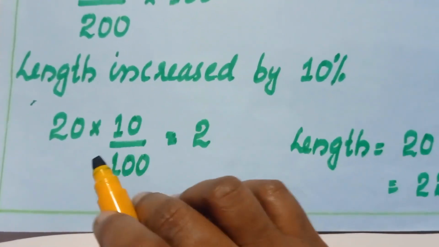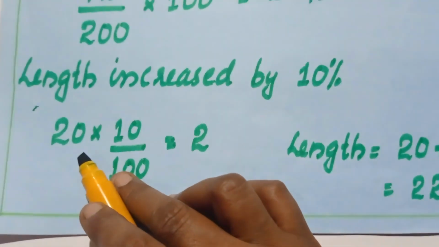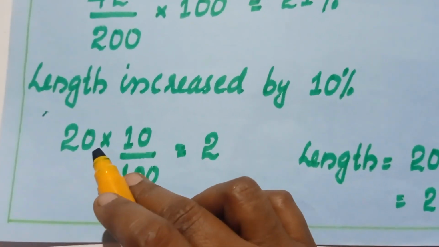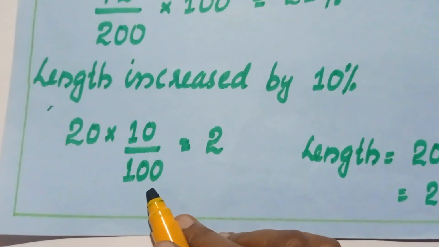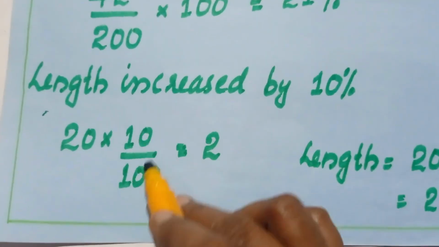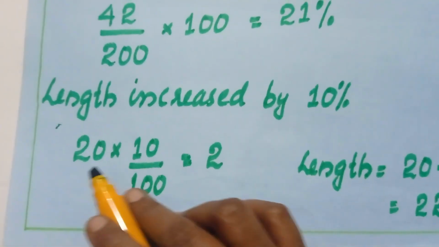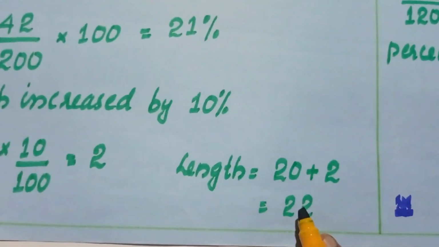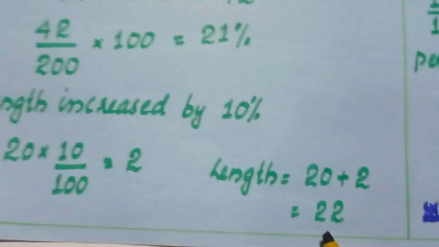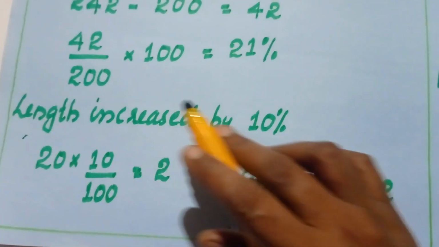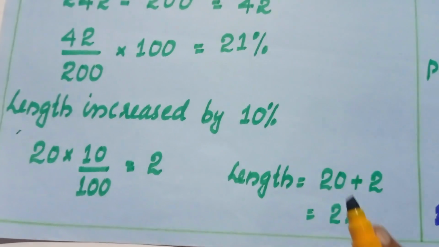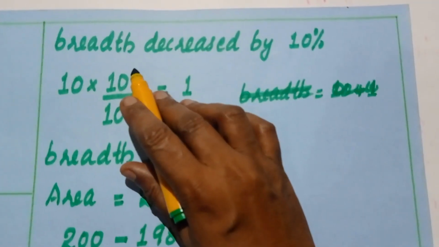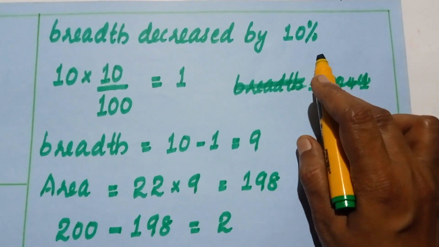Next, length is increased by 10%. Here we take length as 20 centimeter. Then 10% of 20. That is 20 into 10 by 100. Cut 1 0 here and 1 0 here. 2 into 1, 2. Then length is equal to 20 plus 2, 22. The length increased by 10%. Length become 22.